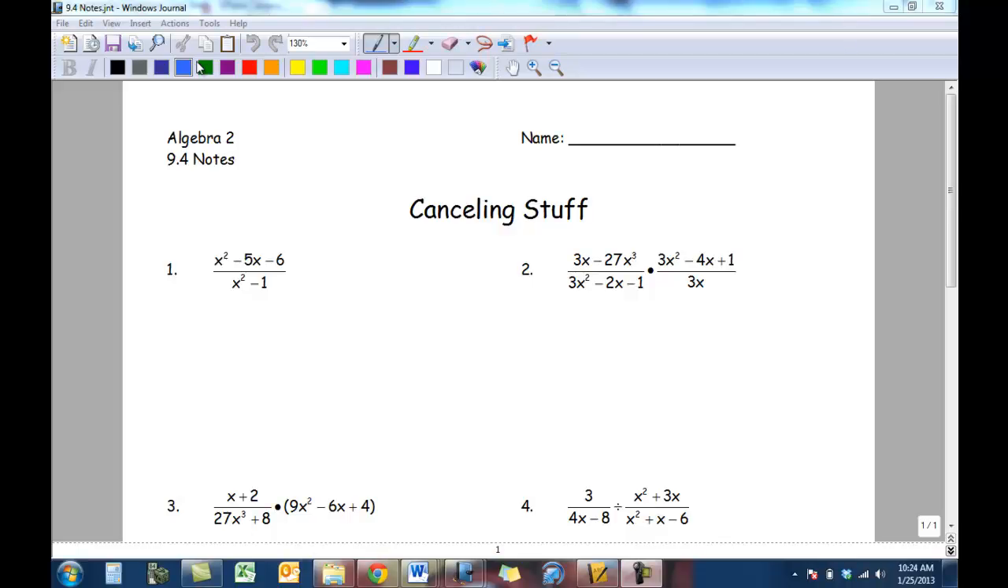All right, day one of chapter 9 is on 9.4. That's right. I don't like the order the book goes in, so I'm doing my own thing. Take that.